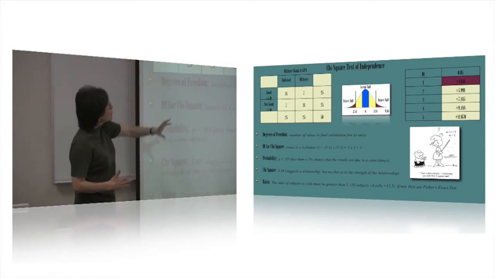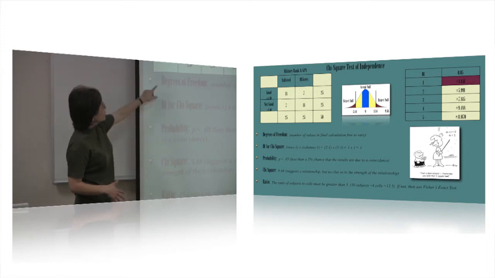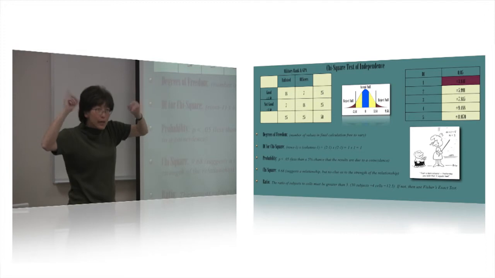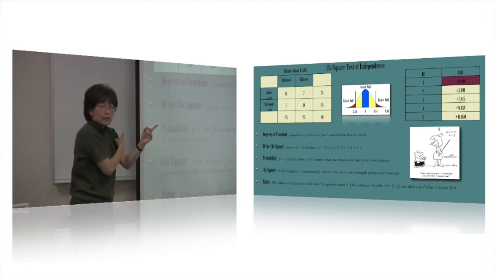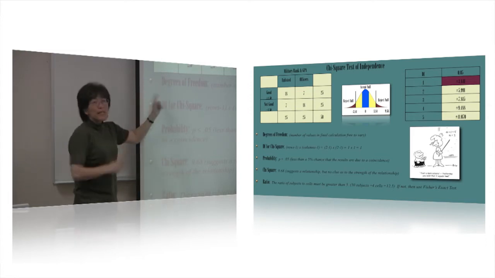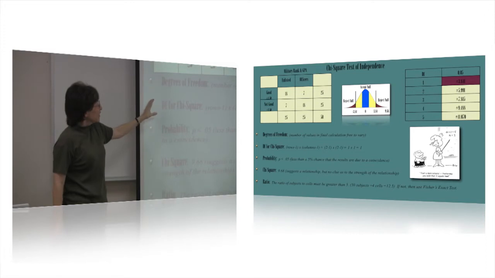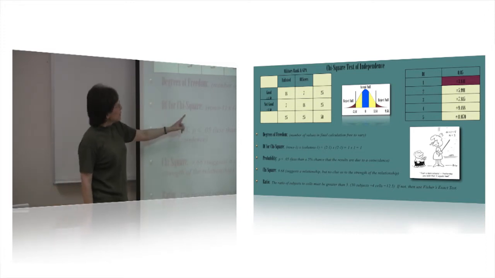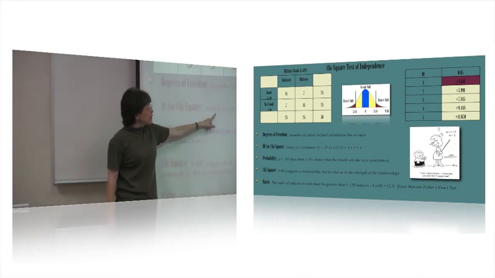If I do a comparison of the data, in order to find my critical values, remember that phrase, critical values? I've got to go through the chart to find my critical value. I need degrees of freedom when I go to a chart. For chi-square, how do I find my degrees of freedom? I'm going to take the number of rows minus one, times the number of columns minus one.